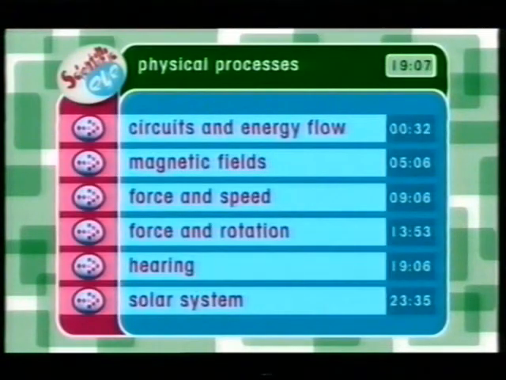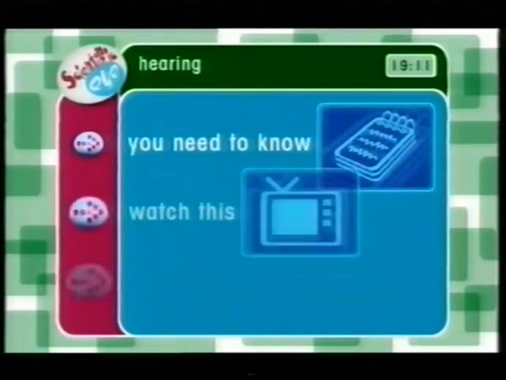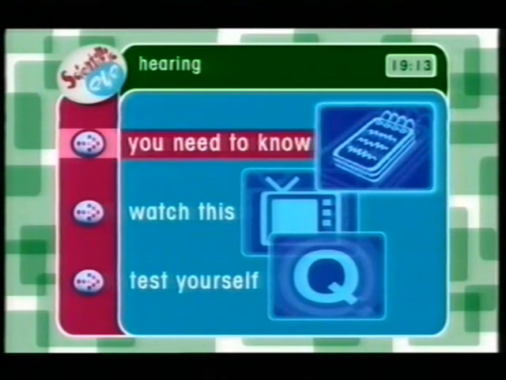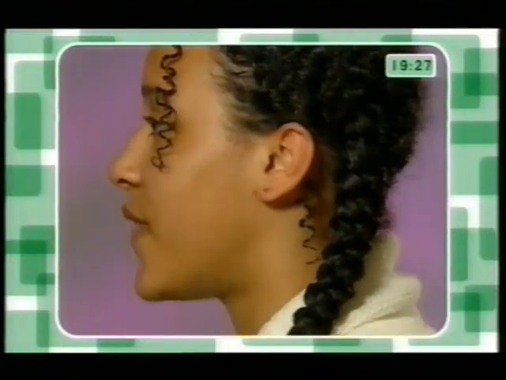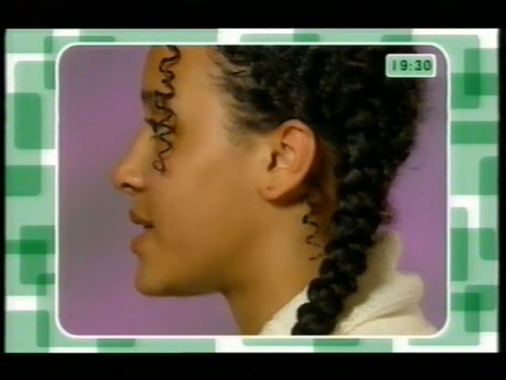This next section revises hearing. Here's what you need to know. Sound is made when something vibrates. Vibrations create sound waves in the air which are detected by your ears. You need to know how vibrations travel through the ear and are converted to electrical signals which pass to the brain.